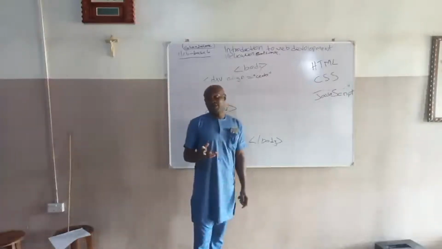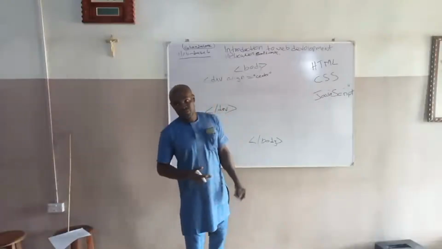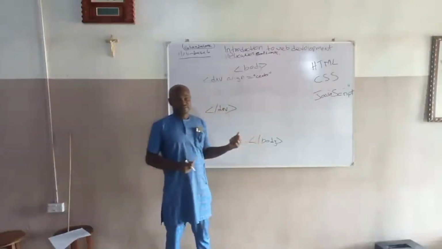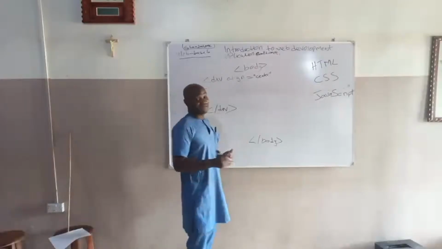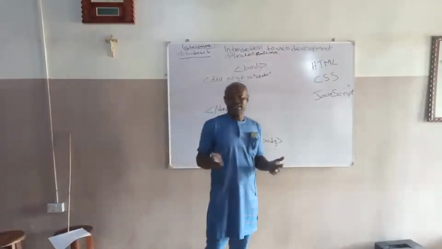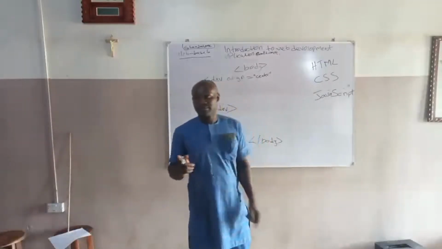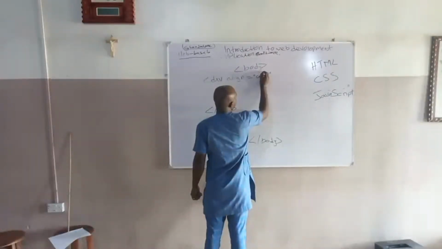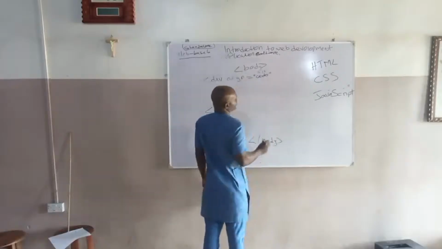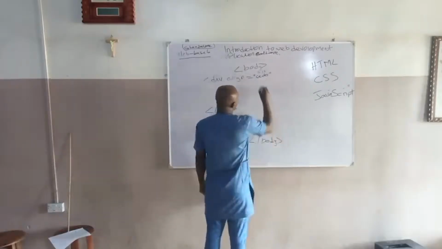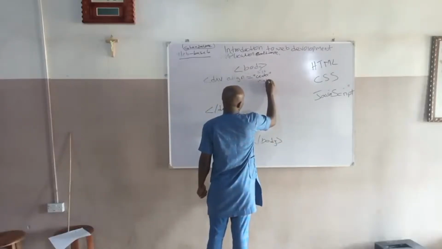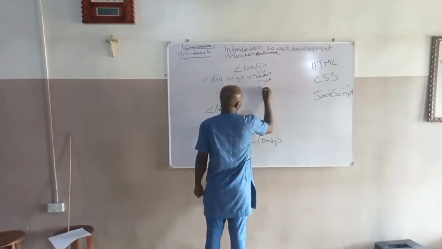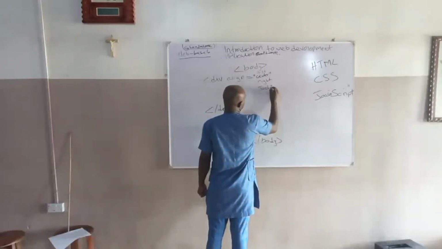That's why I said you have to own a laptop to practice what you are learning. If you don't have a laptop, it's difficult for you to understand. And I said practice makes what? Perfect. Now, I said we have left, center, right, and we have what? Justify.